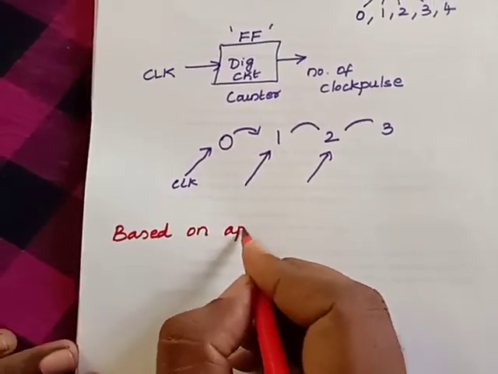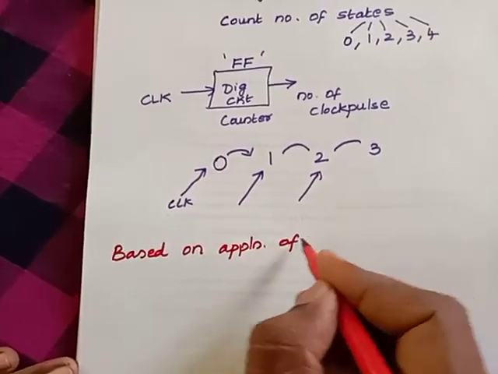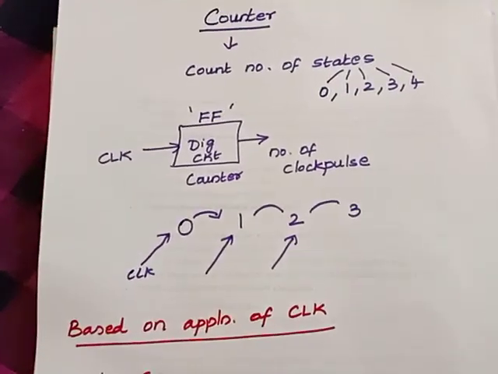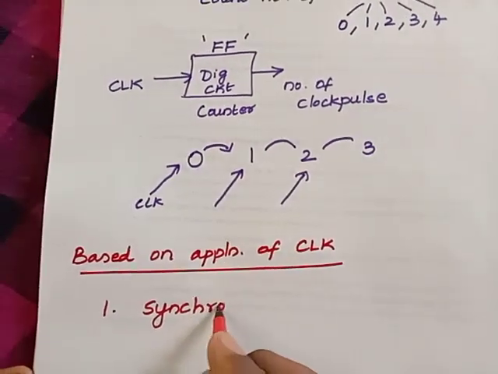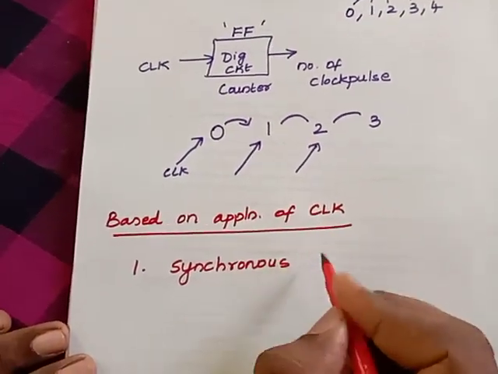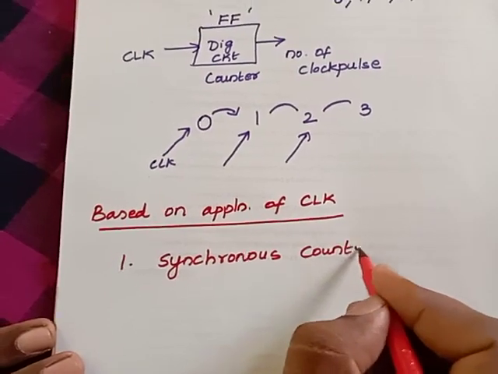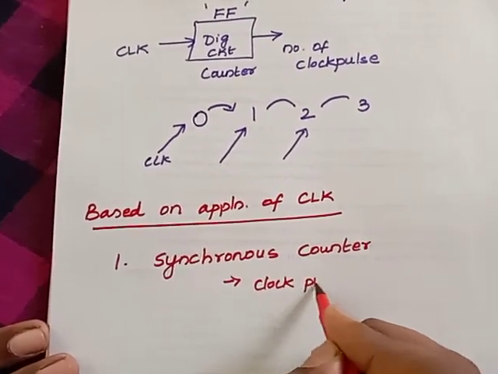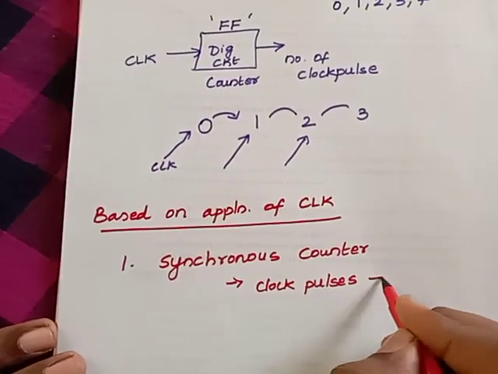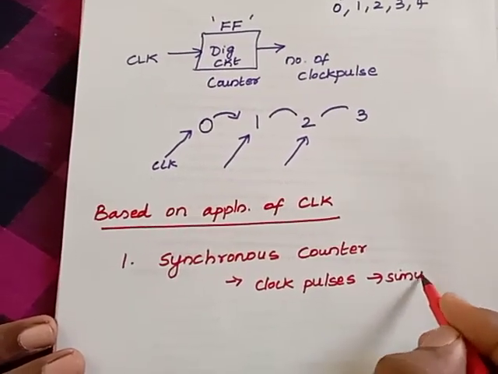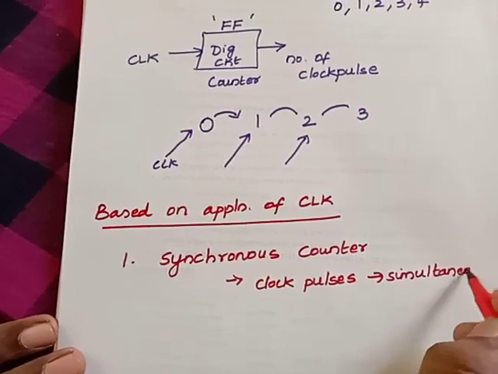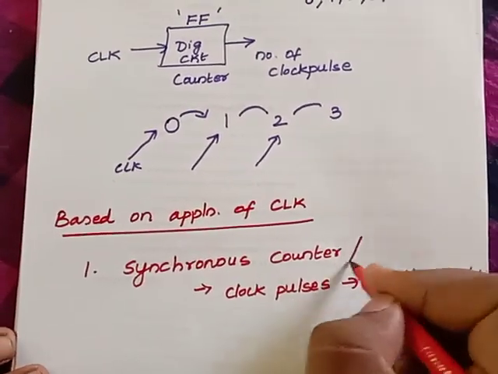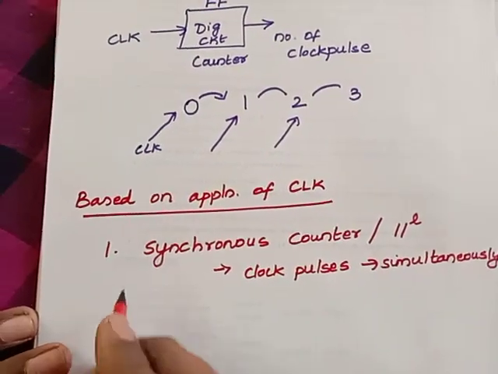Based on application of clock pulse, it is divided into two categories. One is called a synchronous counter. In a synchronous counter, you will be applying clock pulses to all the flip-flops simultaneously. All the flip-flops will be operating in synchronism. That is why we are calling it a synchronous counter, or I can also call it a parallel counter.